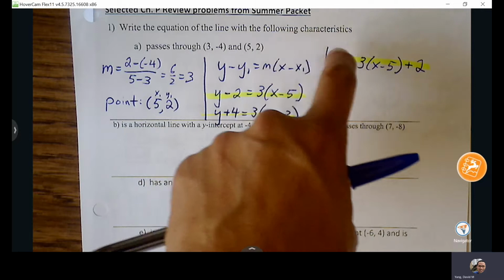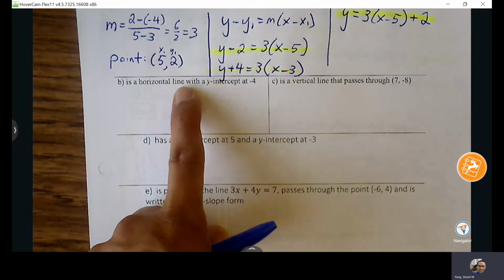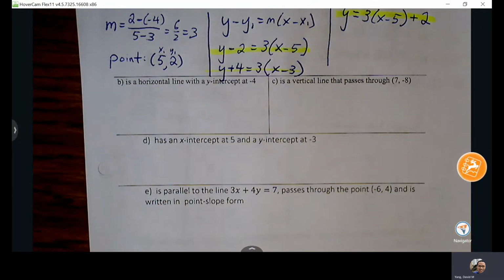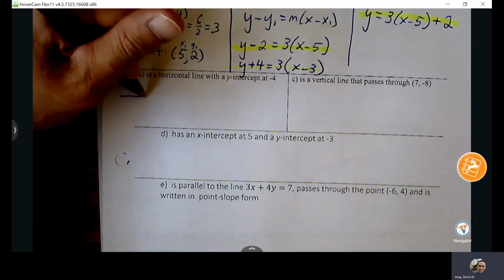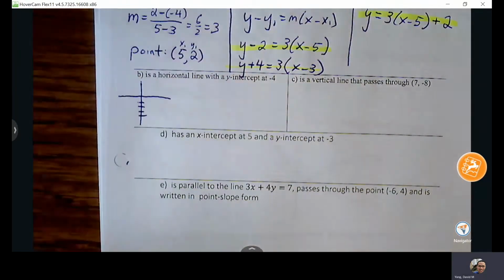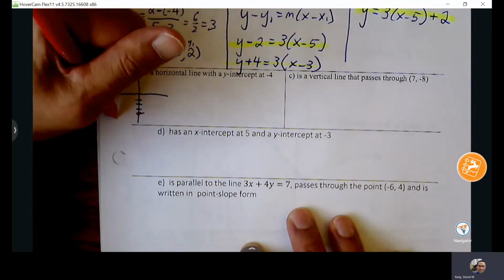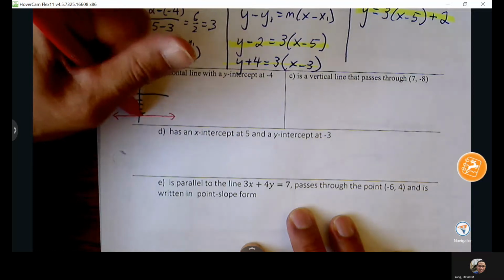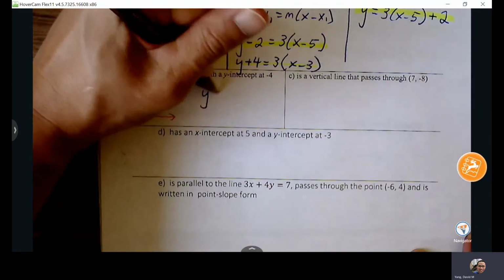Okay, so we're going to write the equation of a line for all these problems. So for part B, we're writing an equation of a line that is a horizontal line with a y-intercept of -4. So I like to just sketch the graph out just to kind of see what I'm dealing with and then build the equation from there. Horizontal line that's going to go through that point. So what would be the equation of that line? Y equals -4, right? All the horizontal lines will take on the same form.